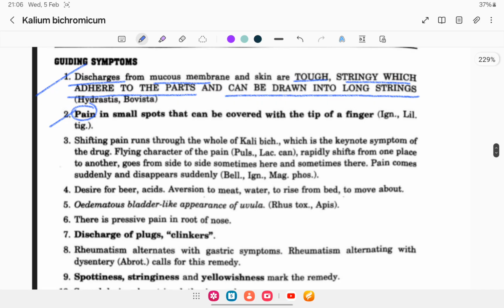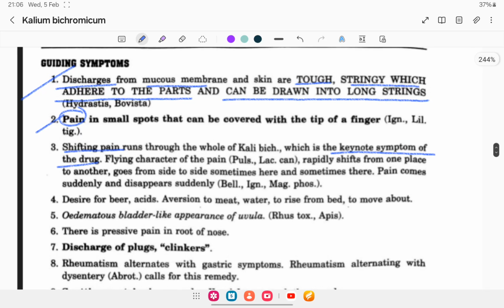In Ignatia, shifting kind of pain runs through the whole body. Kali bichromicum: keynote symptom of the drug, flying character of pain, may be asked in viva. Flying character of pain: Pulsatilla. Rapid shifts from one place to another, goes from side to side sometimes, here and sometimes there. Pain comes suddenly, disappears suddenly. Belladonna, Ignatia, Magnesia phosphorica.